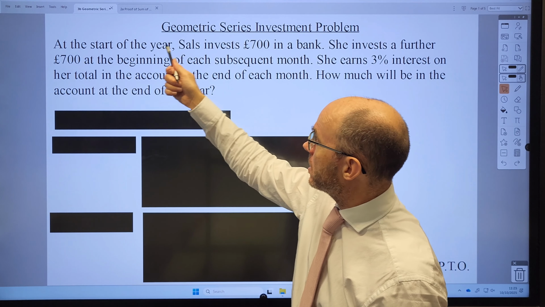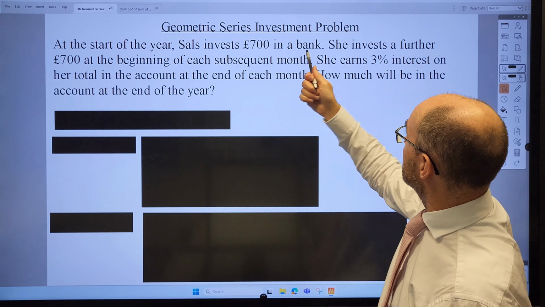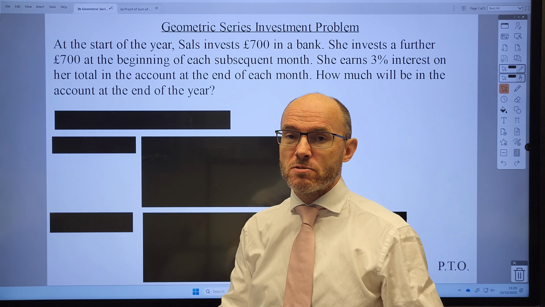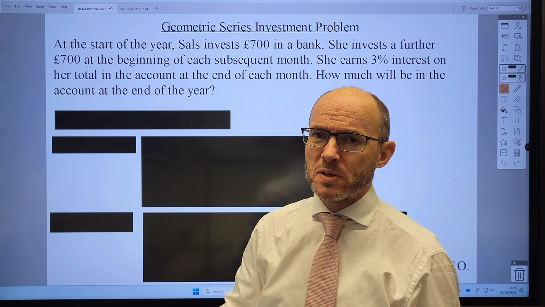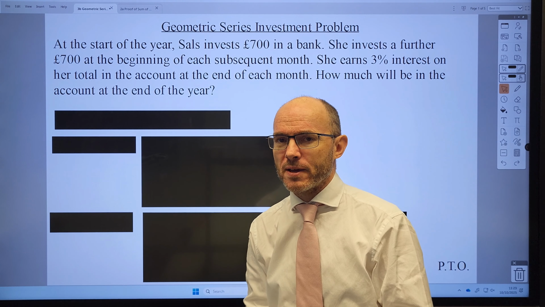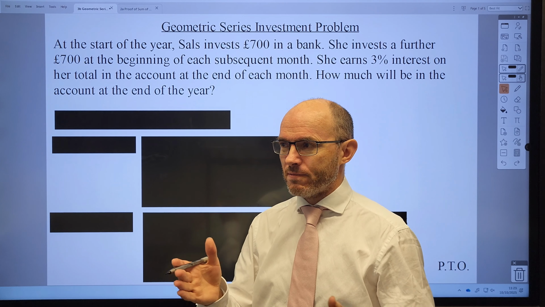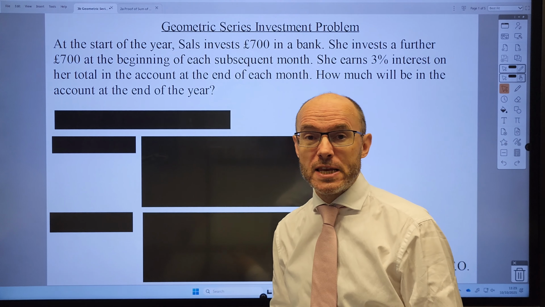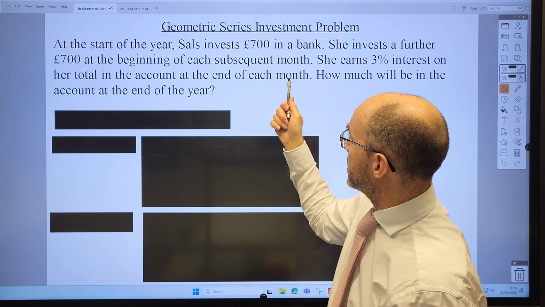So it says at the start of the year, Sal's invests £700 in a bank and she invests a further £700 at the beginning of each subsequent month. So January, February, March, April and so on, she's always putting £700 into her bank account. Now, the bank, because it's an investment, is giving her interest on this. The bank is giving, in this case, 3% interest, and that is paid in at the end of each month.